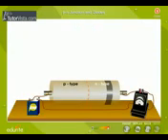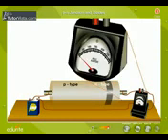Now, let us see what happens when the negative terminal of the battery is connected to the p-type region and the positive terminal to the n-type region. Observe whether there is any deflection in the ammeter. As no current flows through the circuit, the ammeter reading is 0.